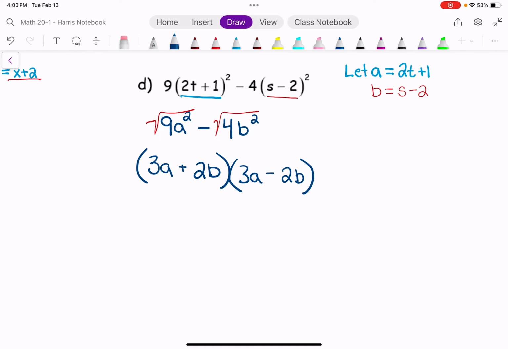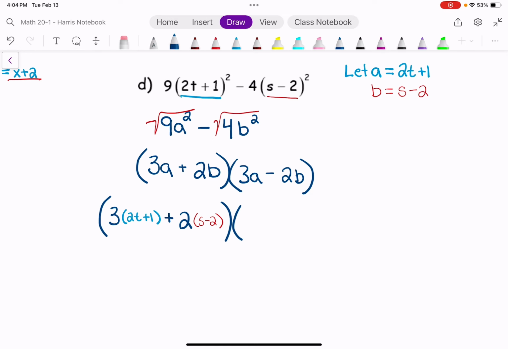Okay, so I've now factored out my nice looking piece, but now I have to make it not look so nice, because now I got to factor back these pieces in here. So here I have a 3, and my A is going to be 2t plus 1. So I'm going to put 2t plus 1, plus a 2, and my B is s minus 2. So s minus 2. Okay, that's my first bracket.